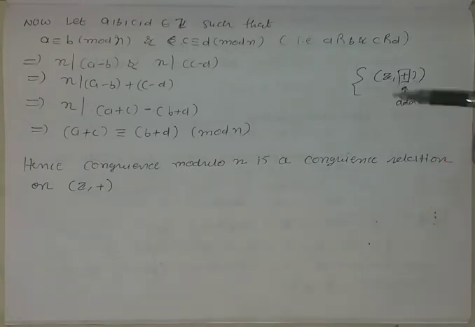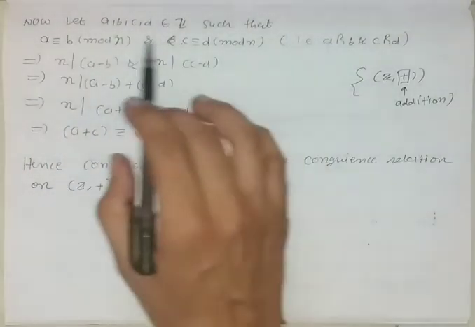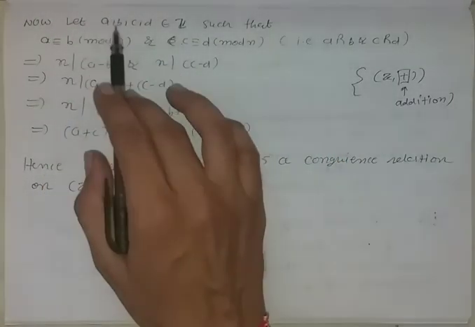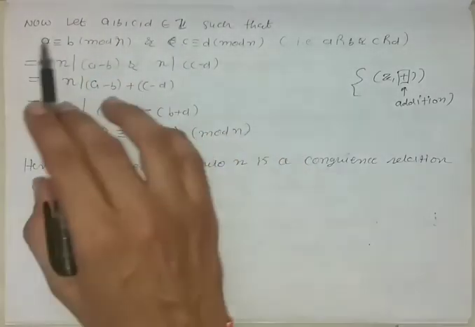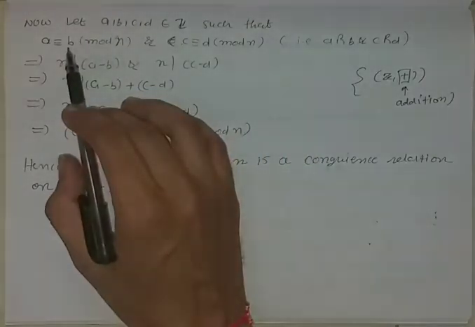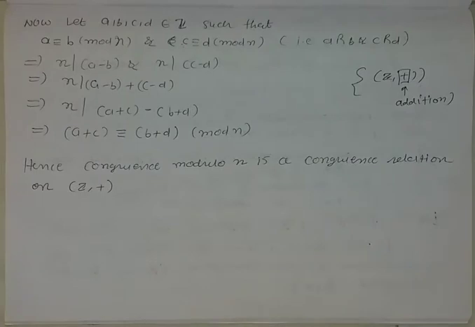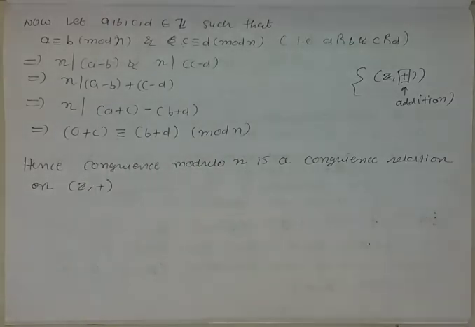हमने यहाँ क्या देखा? बाइनरी ऑपरेशन हमारे पास एडिशन है. ओके, सो हमको क्या करना होगा? तो ये दोनों हमने जो चार एलिमेंट लिए हैं उसमें से हमने दो रिलेशन डिफाइन किए हैं. A इज रिलेटेड विथ B एंड C इज रिलेटेड विथ D. ओके, सो जो फर्स्ट एलिमेंट है उसका एडिशन करना होगा. सो A प्लस C और सेकंड एलिमेंट का भी एडिशन B प्लस D. Okay, so the second property is also satisfied. Okay, so this congruence modulo N is a congruence relation on Z plus.